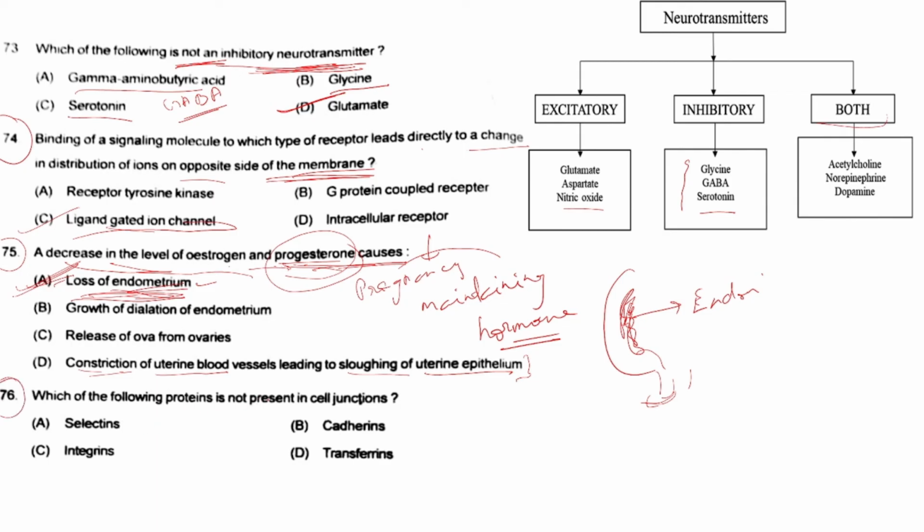Which of the following proteins is not present in cell junctions? The types of proteins which are present in cell junctions are cadherins, yes. Selectins are also present. Integrins are also present. Transferrin is not present in cell junctions. Transferrin, as the name suggests, helps in transfer of molecules. So the answer for this will be option D, that is transferrin is not present in case of cell junction.